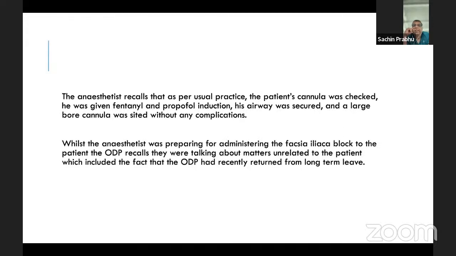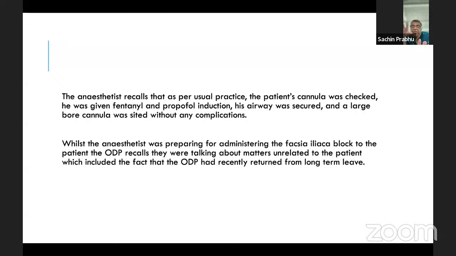So again, this is the statement given by the anesthetist. As per the usual practice, the patient's cannula was checked because they came from a ward, fentanyl and propofol given, airway secured, and a large bore cannula was inserted without any complications. Now, while the anesthetist wanted to give a block, when they were preparing for a block, there was a distraction because the ODP was talking about his holiday, because he had just come back from holiday.